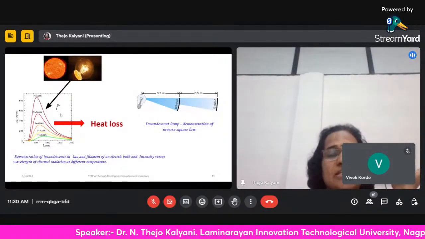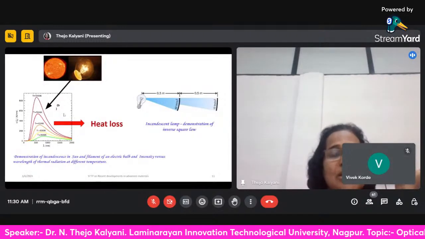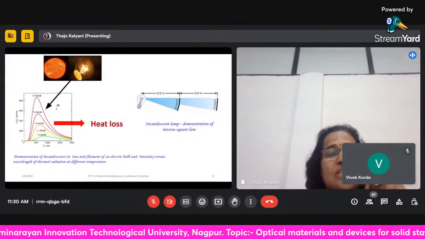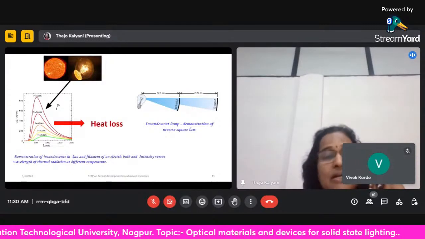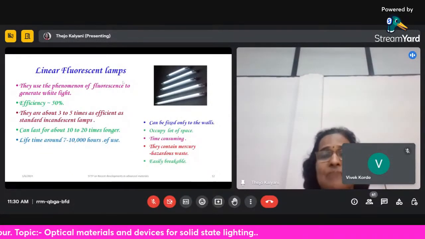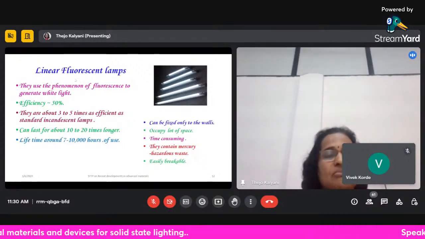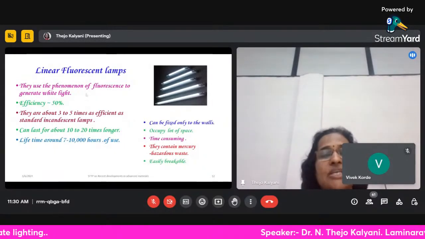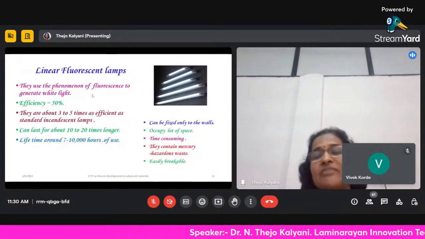Similarly, if we are seeing some other objects, how naturally they look is measured in terms of temperature, and it's known as color correlated temperature. Now if you talk about the linear fluorescent lamps, because of certain disadvantages, we have come up with the linear fluorescent lamps, and they generate cool light and even white light.